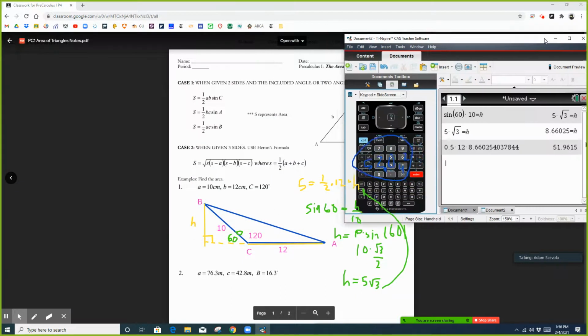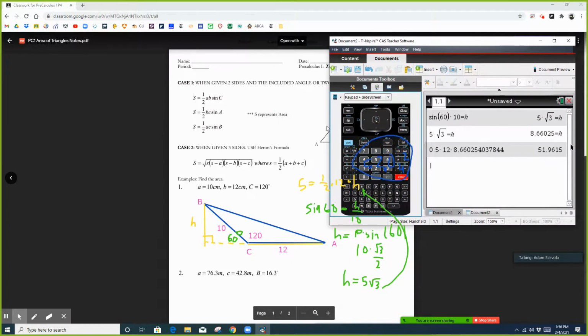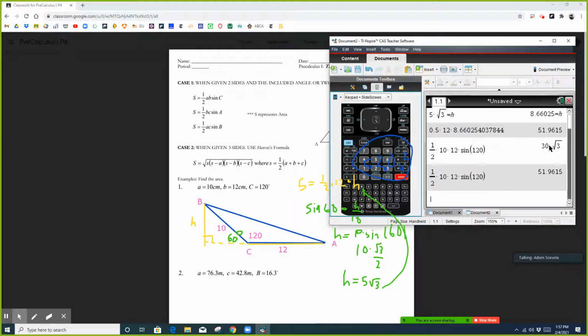And you're right, it is a little different from the formula, because the formula says if we were using the top one, because we're given angle C, it would be 1/2 times A, which we said was 10, right, times B, which was 12, right, times the sine of C, which wasn't 60, C was 120. And now if we compute that, we get 30 root 3, which is also equal to 51.96.